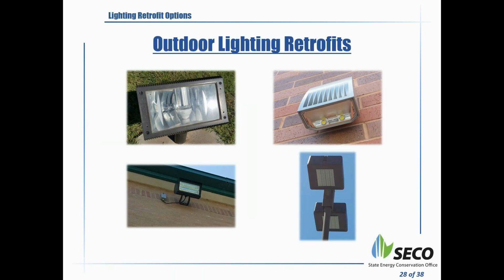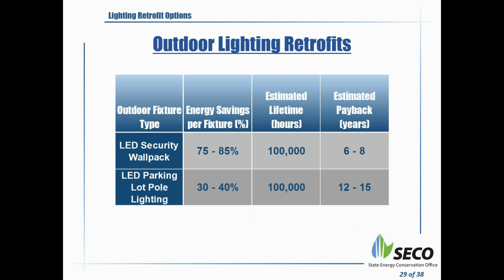Now the outdoor lighting. I put some photos of outdoor lighting that you'll see, the parking lot and the security lot. So there are different varieties of outdoor lights that you will come across. So what are the savings for the outdoor lighting fixtures? The LED, which we call the security packs, which are the wall packs, have almost 75 to 85% savings, 100,000 hours of estimated life, estimated payback of 6 to 8 years. So significant savings over there.